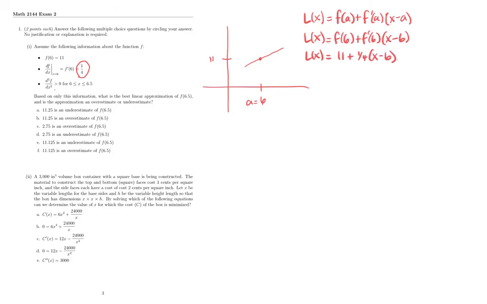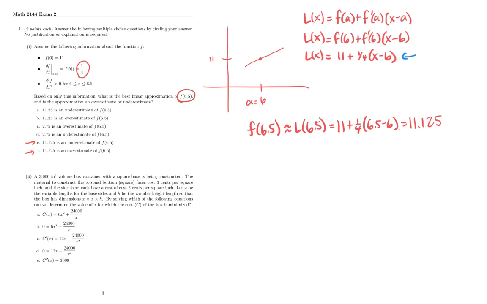Okay. And then I'm asked to find the best linear approximation for f of 6.5. So I can say f of 6.5 is approximately equal to the linearization at 6.5. And so I can plug that into the linearization formula here, and I get 11 plus 1/4 times 6.5 minus 6. And so the answer that we get from that is 11.125 when I do that. So it's either going to be E or F.